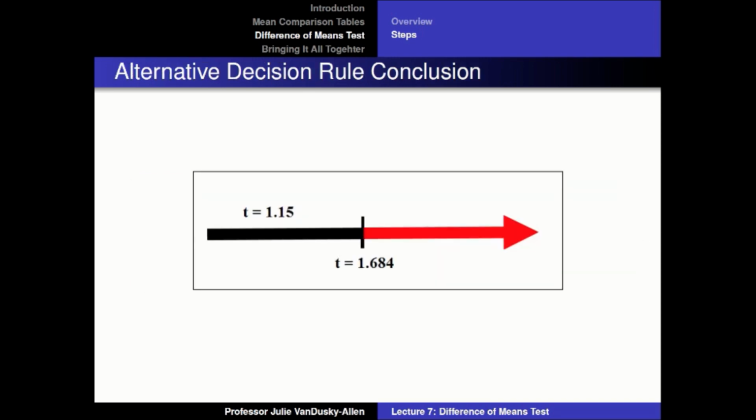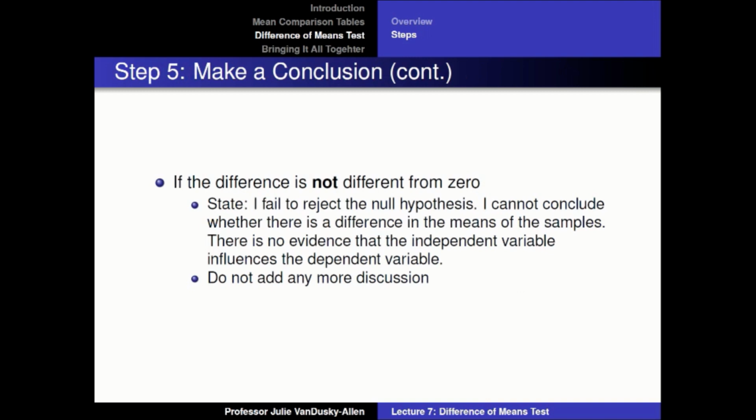Now imagine that the t you calculated was 1.15, which is not greater than 1.684. Then you could not conclude that there was a difference in the means of the samples. If the difference between the means was not different than 0, meaning that there was no difference in means, you would add, I failed to reject the null hypothesis. I cannot conclude whether there's a difference in the means of the samples. There is no evidence that the independent variable influences the dependent variable. You simply do not know, and you do not add any more discussion.